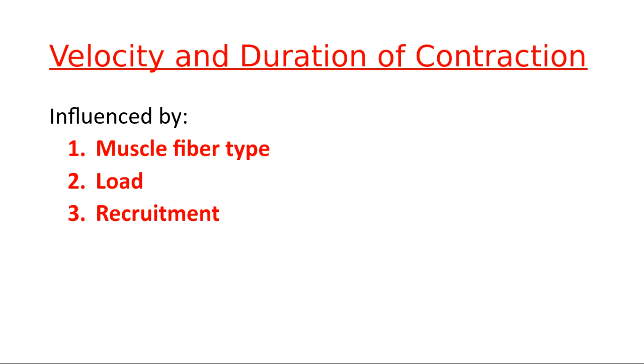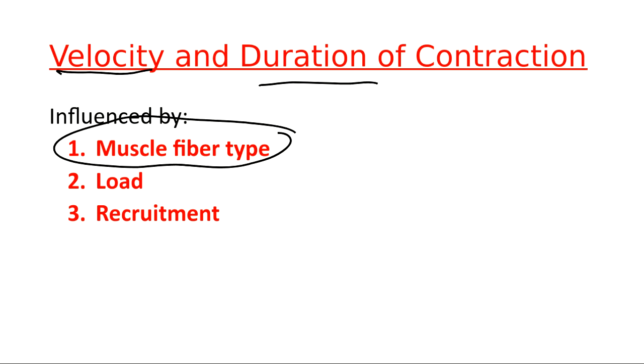So in order to vary the velocity and duration of a contraction, we need to look at the muscle fiber type that is being activated, the load, whether it's very heavy or very light, and the ability to recruit more motor units when more force is needed.